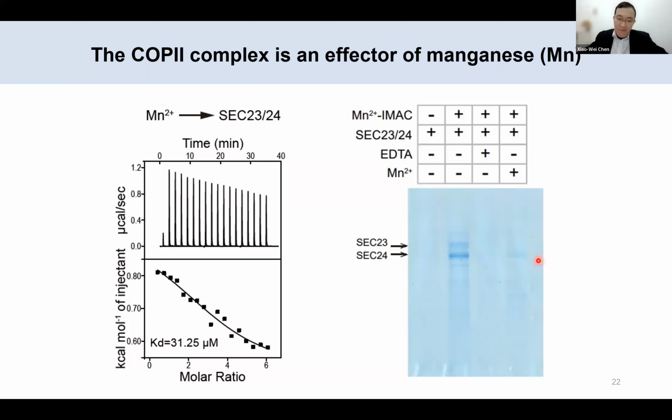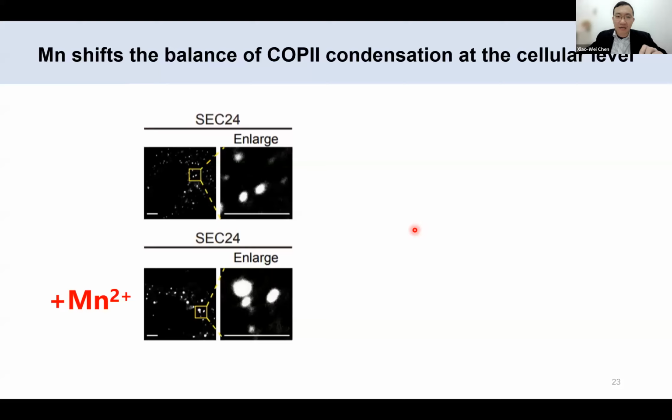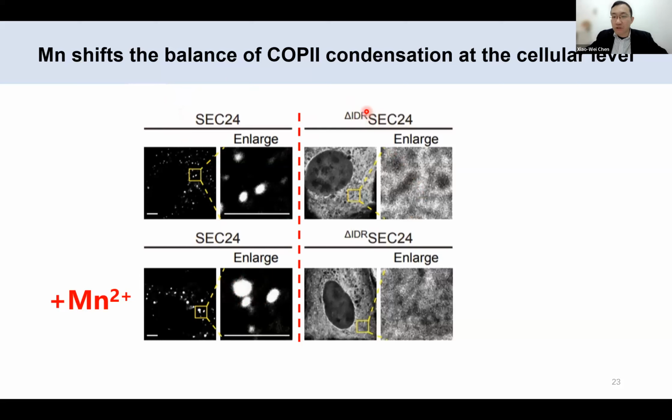And indeed, consistent with this idea, we see that in cells, manganese treatment would very nicely enlarge the puncta structures of the COPII machinery as visualized by the Sec24 subunit. And this is actually a result of condensation, because when we remove the intrinsically disordered region of Sec24, the protein becomes completely diffusive, with no discrete structure, and manganese treatment had no effect.